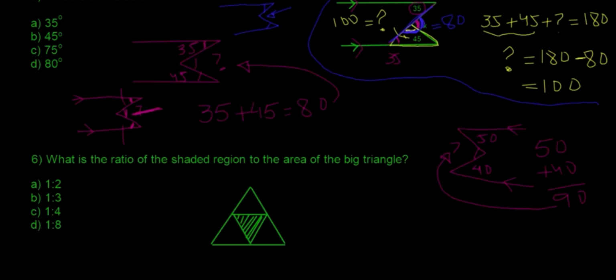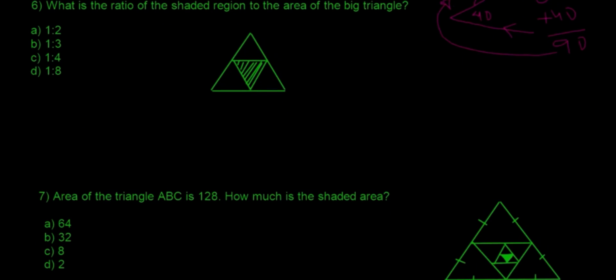Next, question number 6. What's the ratio of the shaded region to the area of the big triangle? When questions like these come up where you've been given no values at all, nothing, they want you to try and use sort of your common sense. The idea is to split the entire figure into equal portioned shapes. So for example, in this one, we've got, let's say, one triangle, triangle 1, right?